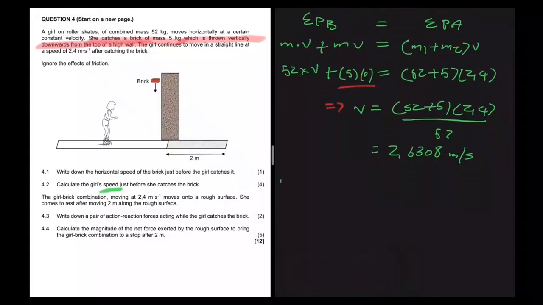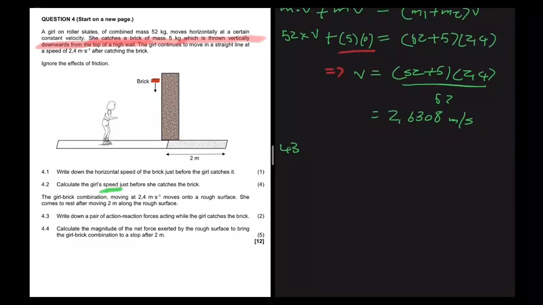So what do we have here on 4.3? The girl-brick combination moving at 2.4 meters per second moves onto a rough surface. She comes to rest after moving 2 meters along the rough surface. And 4.3 is saying let's write down a pair of action-reaction forces acting while the girl catches the brick.